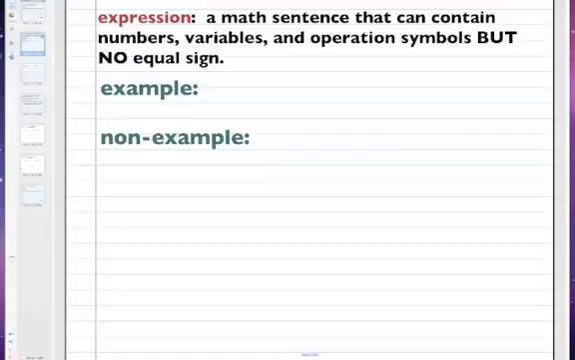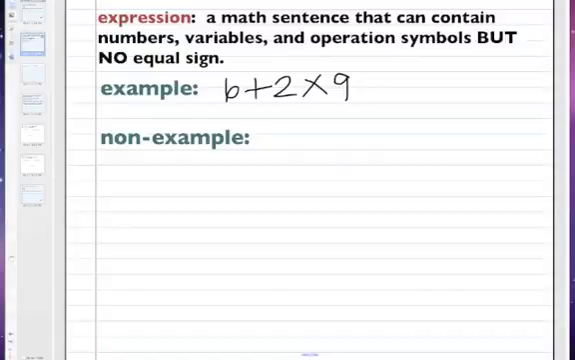So here's an example of an expression. We could say 6 plus 2 times 9. That would be an expression. It's got numbers, it has operation symbols. In this case, we didn't use a variable.